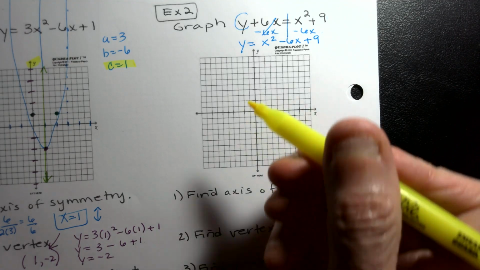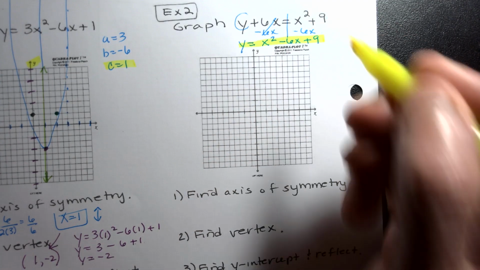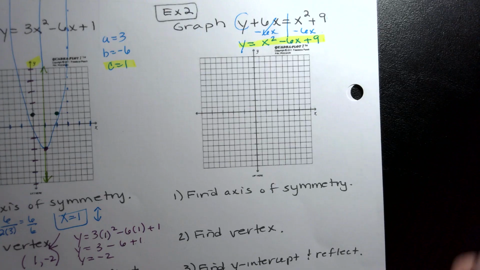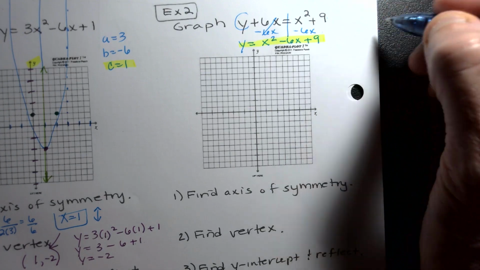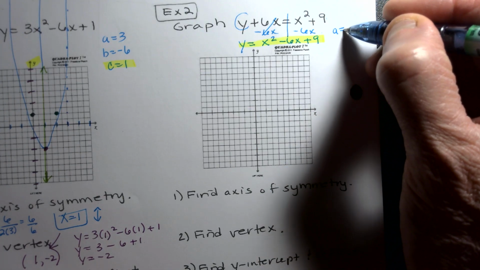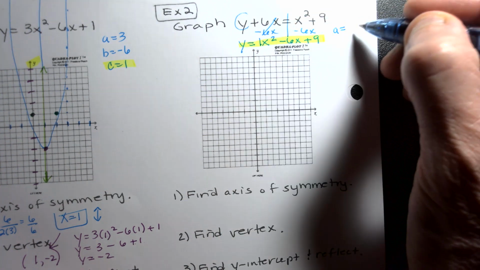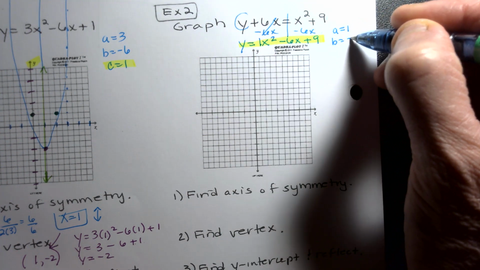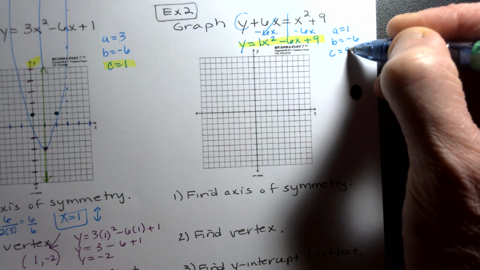I'm just going to highlight that so our eyes kind of focus in on that. Highlighters can be really helpful. And write them here. A equals what? 1. B equals -6. And C equals 9.